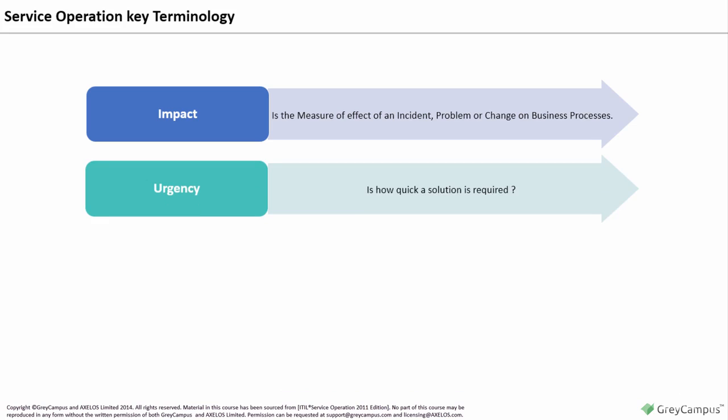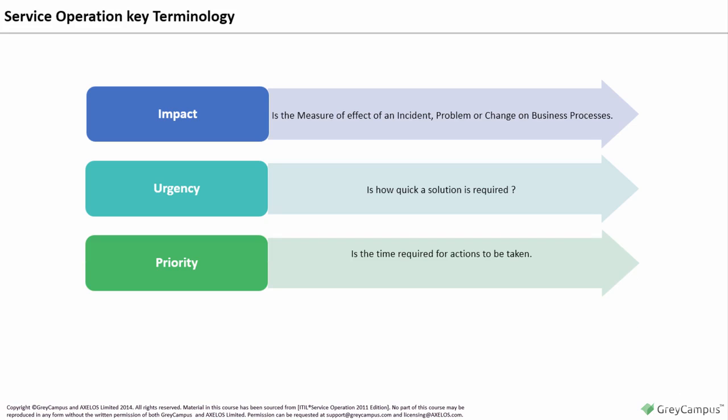Urgency is the measure of business criticality of an incident, problem, or change, where there is an effect upon business deadlines. Time required for actions to be taken is known as priority. Priority is a function of impact and urgency, so priority equals impact times urgency.